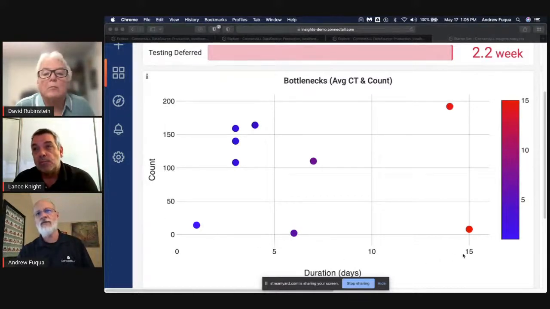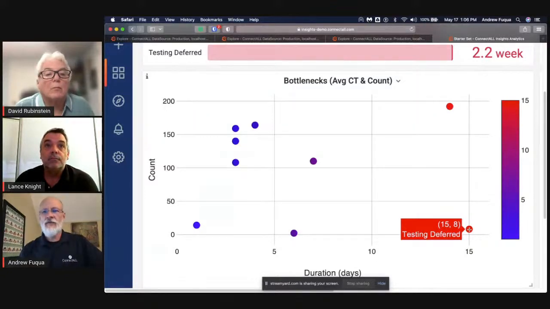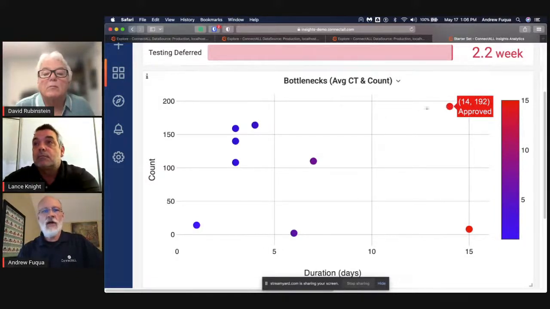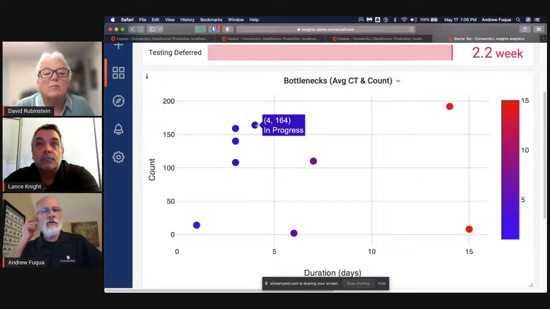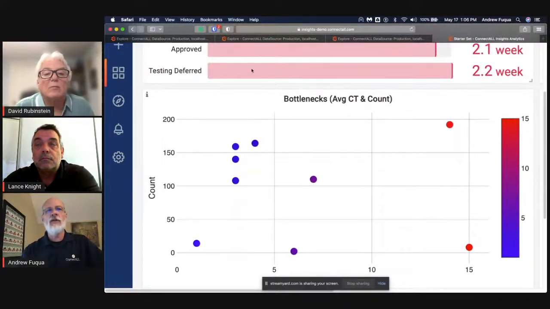So if I find that 15 days and I look to see where testing deferred is, testing deferred is right here, 15 days, but it's only 8 tickets. 8 tickets out of hundreds. The real problem might be up here at the top: approved, 14 days, 192 tickets; in progress, 4 days, 164 tickets; or QA, 159 tickets, 3 days. So this other chart is really, really misleading.